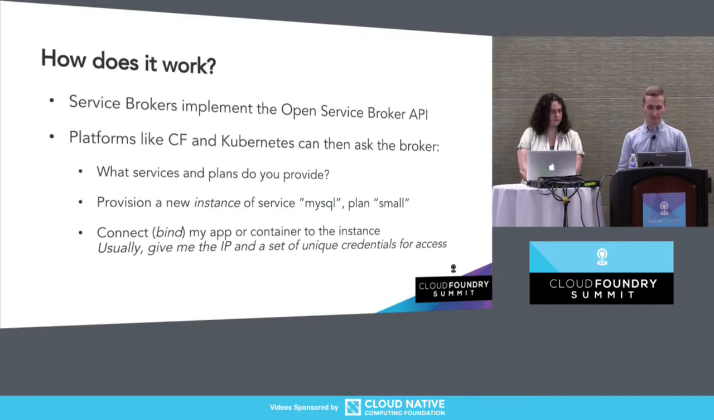And then platforms like CF and Kubernetes today can ask the broker a set of really simple questions. As I said before, a binding usually consists of a JSON object which contains an IP address or a URL, a username, and a password. But likewise, in CF at least, you can have a service instance which intercepts traffic going to an application. That can do things like authorization, authentication, or modifying headers. You can also have a volume mount in CF, so you can mount a volume inside your application.